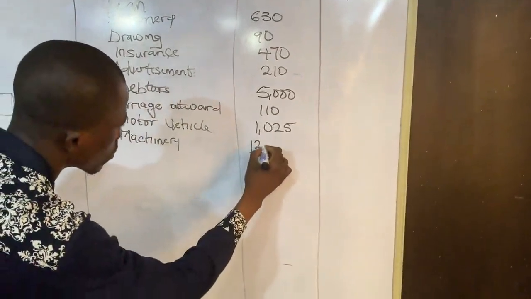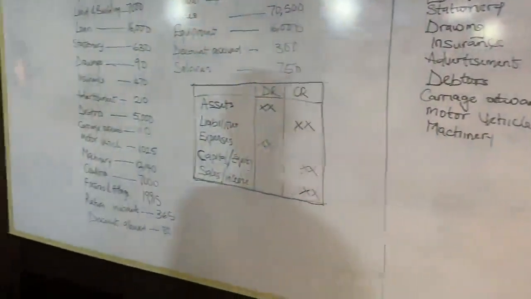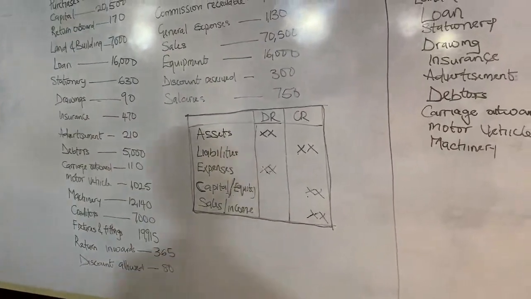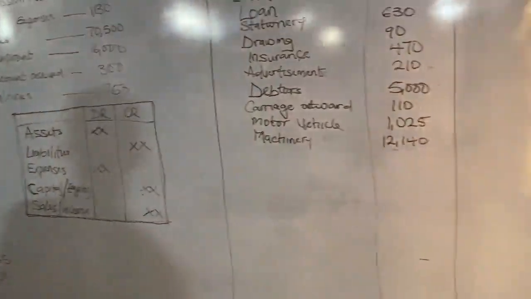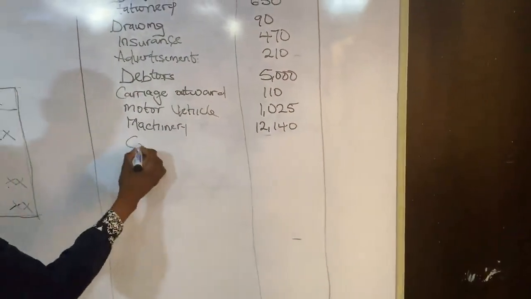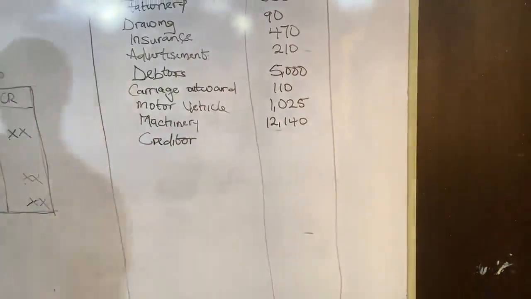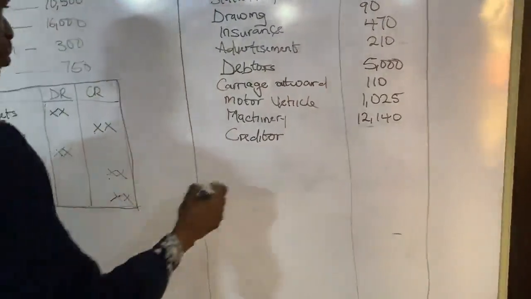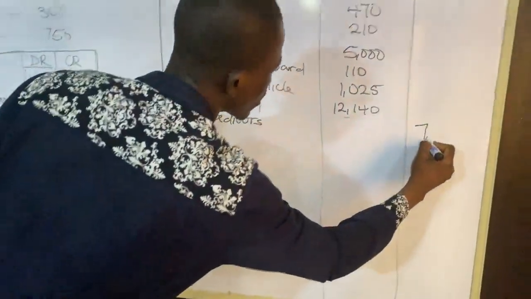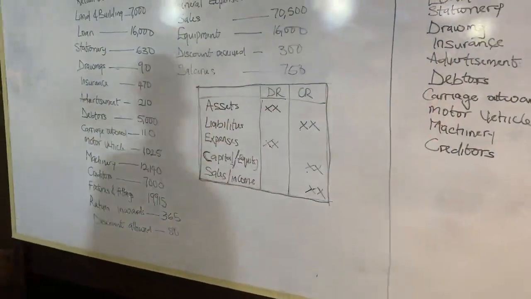12,140. Creditor, those who you owe, is also a liability. Those who you owe is also a liability. So liability will be at the credit side. Creditor, those who you are owing that you need to pay them. So 7,000 naira, it has to be at the credit side.